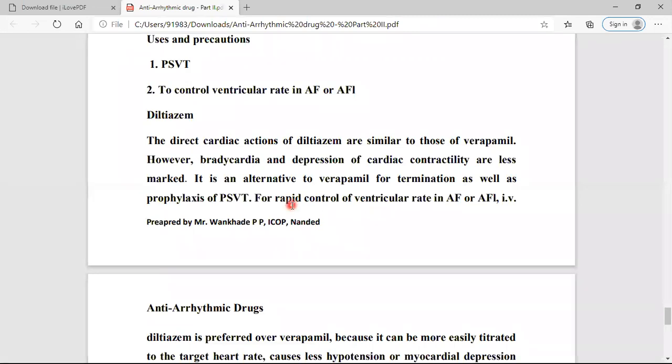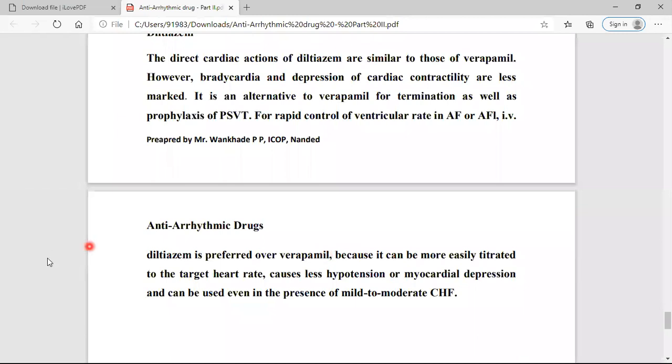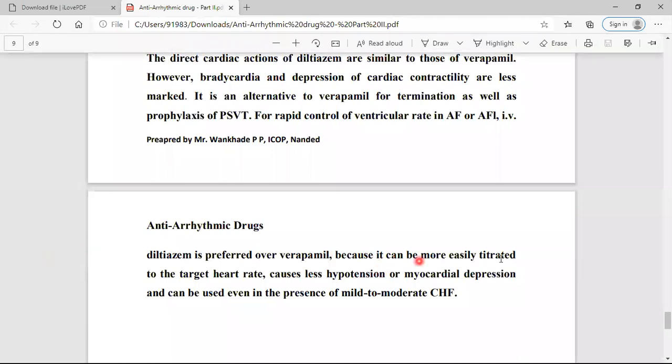It is an alternative to verapamil for termination as well as prophylaxis of paroxysmal supraventricular tachycardia, for rapid control of ventricular rate in atrial flutter and atrial fibrillation. Diltiazem is preferred over verapamil because it can be titrated to the target heart rate and causes less hypotension and myocardial depression, even in the presence of mild to moderate congestive heart failure.